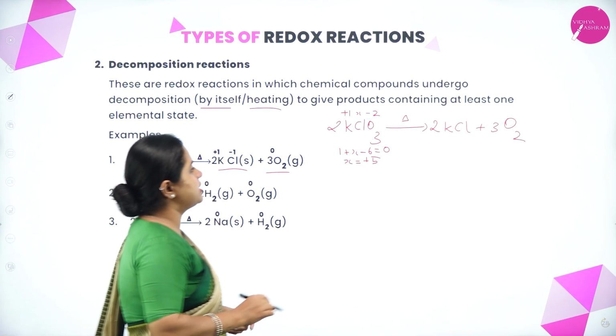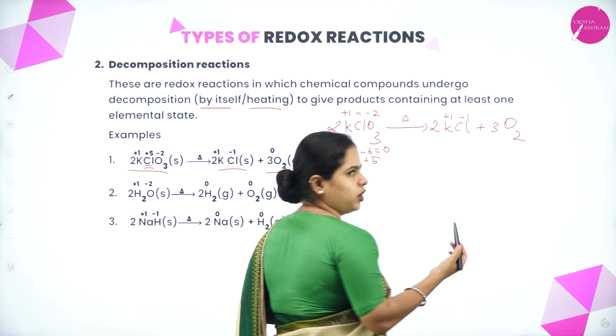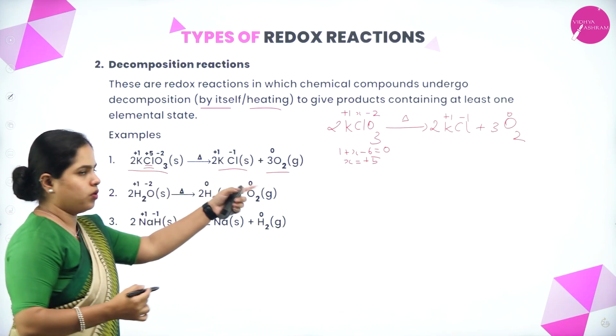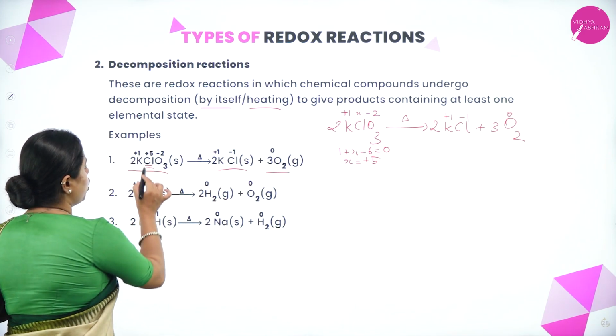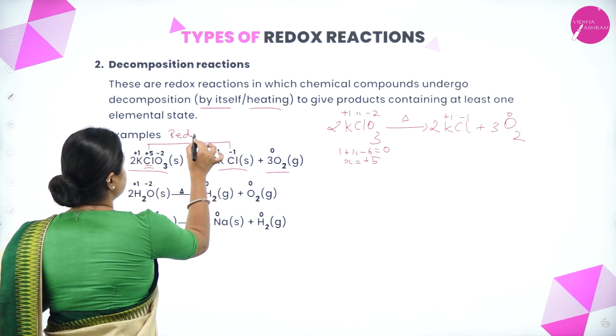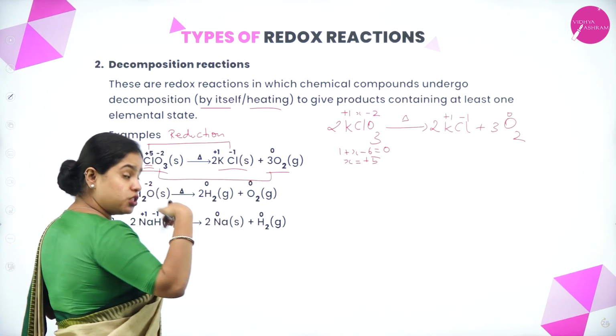Now moving on to KCl. Halogen it is -1, we know that. For potassium also it is +1, we already know that. And oxygen is in elementary state, so it is 0. So that is what is shown here. As you can see here, chlorine from +5 has reduced to -1. So chlorine undergoes reduction, and for oxygen from -2 it has increased to 0.